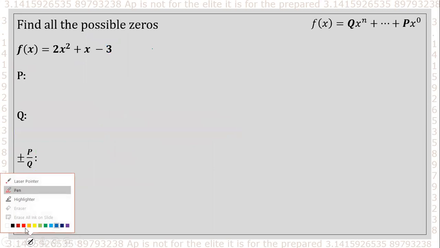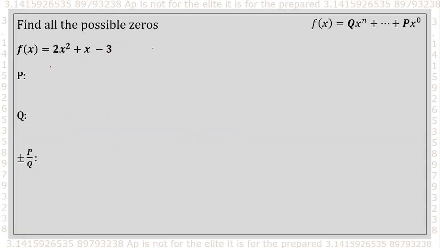So let's do one. My P comes from the end. Notice that I don't really care about the negatives or positives, because at the end of the day, you're going to consider both, positive and negative. My P is from the end and my Q is from the beginning. So my P is 3 and my Q is 2. I didn't carry the negative, because at the end of the day, we're going to have this little symbol that means both positive and negative.